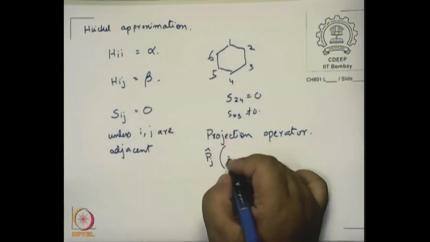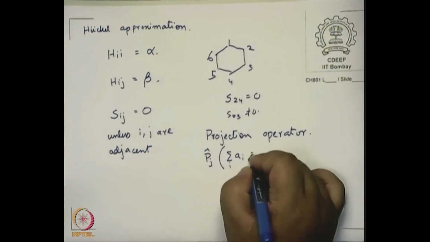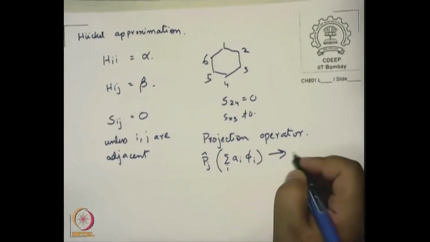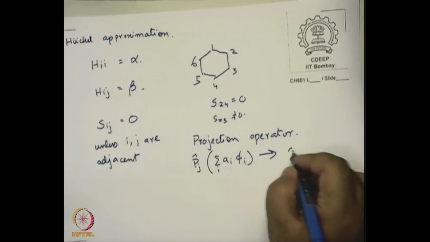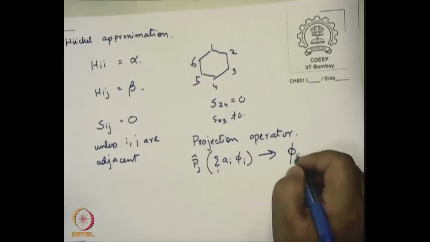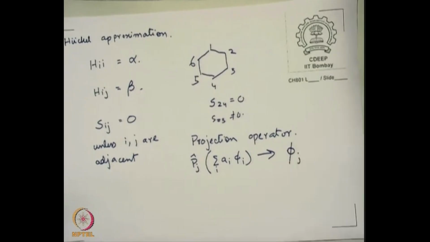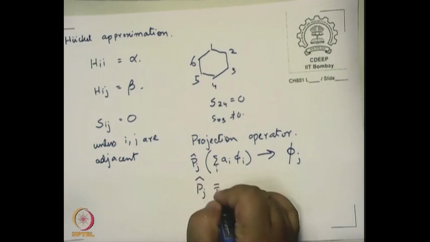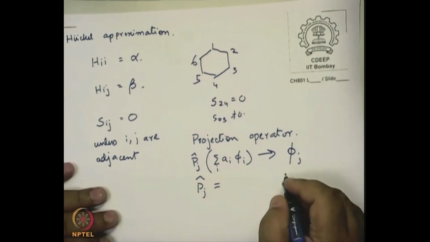So, what it does is, you take a projection operator and make it operate on some kind of a linear sum. Say, I will write again ai phi i. It is going to project the wave function that has the symmetry j, right. And what is the projection operator that we have learned? How do we write it? What is the form of the projection operator?